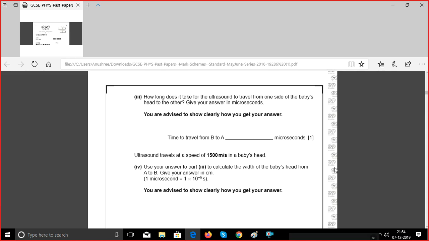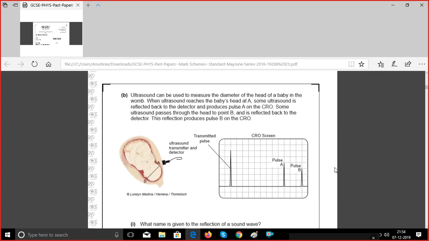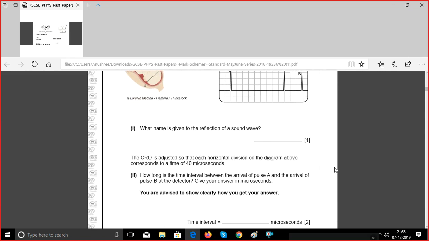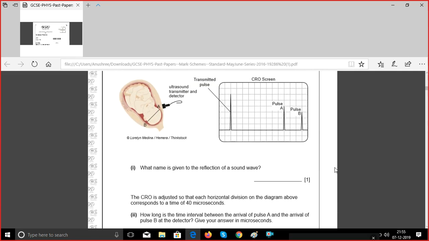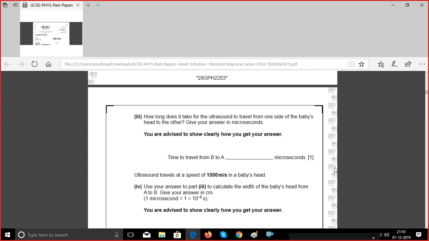See, it's given that the CRO is set so that each horizontal division on the diagram above corresponds to a time of 40 microseconds. First is how long is the time travel between pulse A and B at the detector. You have calculated this one as 120 microseconds, right? Then next, how long does it take for the ultrasound to travel from one side of the baby's head to the other. That means time travel from B to A. It's given that ultrasound travels at a speed of 1500 meters per second.